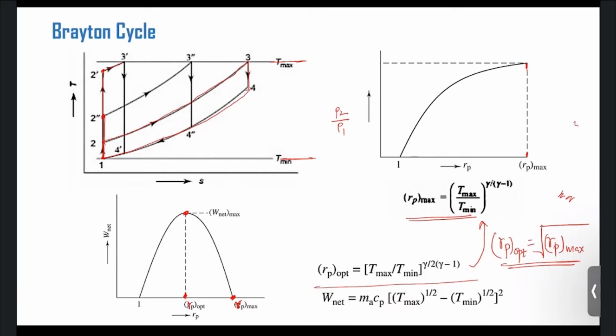Now what is the maximum work output? Corresponding to this optimum pressure ratio, the maximum work output is m cp (root T max minus root T min) raised to power 2. Okay, so this is the maximum work that can be achieved from a turbine engine working between two fixed temperatures T max and T min. So this is the basics about the turbine engine and Brayton cycle.